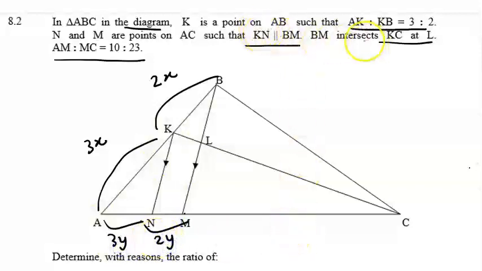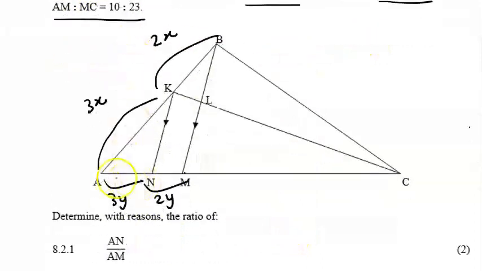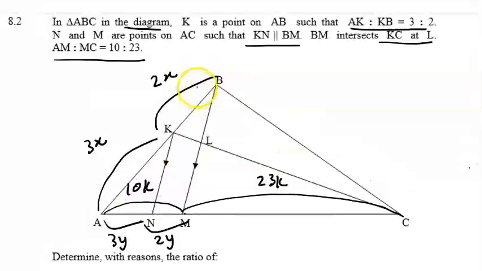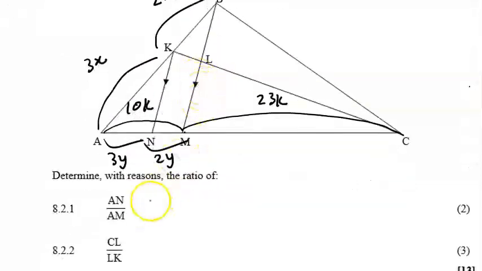They also tell us here that AM is to MC is 10 is to 23. Therefore, if you look at AM, AM is to MC is 10 is to 23. I'm going to call that a different variable, 10k and 23k. So if you look very carefully, we've got all our different sides in terms of ratios. Let's see if we can answer this question.